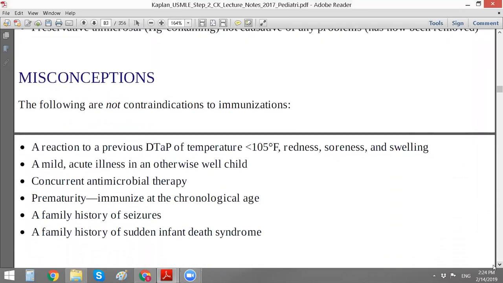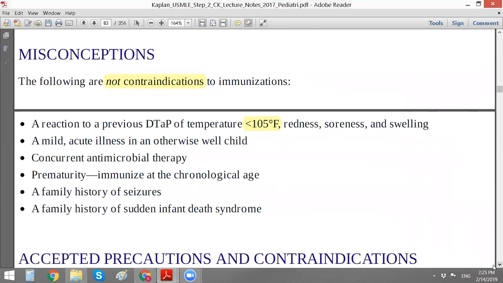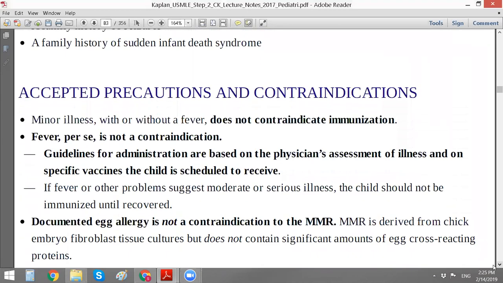Misconception: the following are not contraindications to immunization. Reaction to a previous DTaP with a temperature of less than 105 is okay. These are not contraindications: redness, soreness, swelling, mild acute illness in an otherwise well child, concurrent antimicrobial therapy, prematurity, immunology, chronologic age, family history of seizures, family history of sudden infant death. There's nothing. Then we have accepted precautions and contraindications.